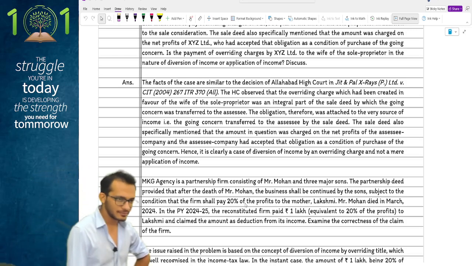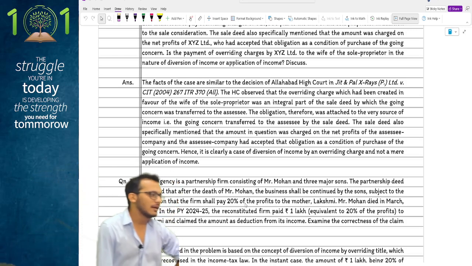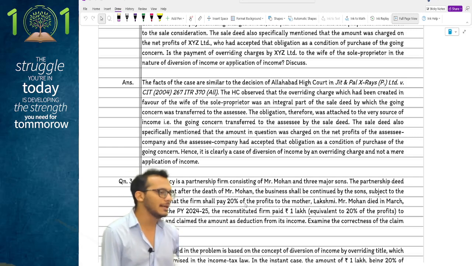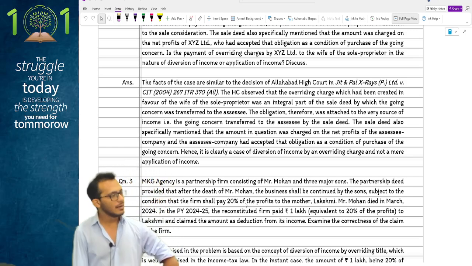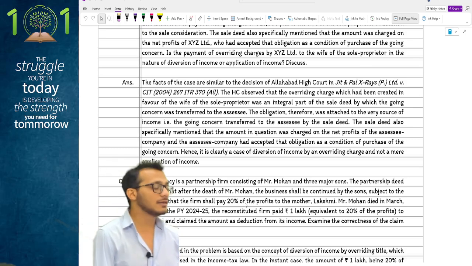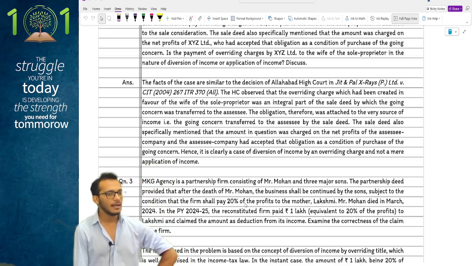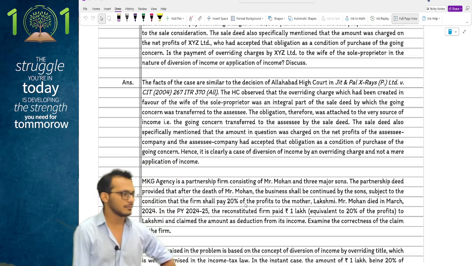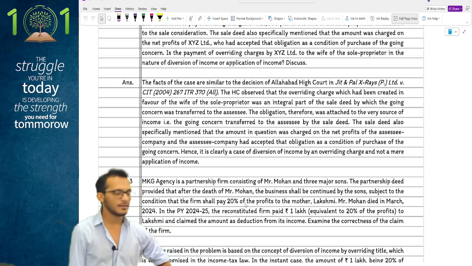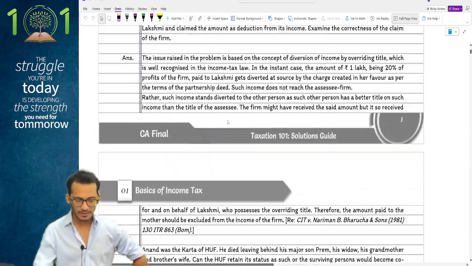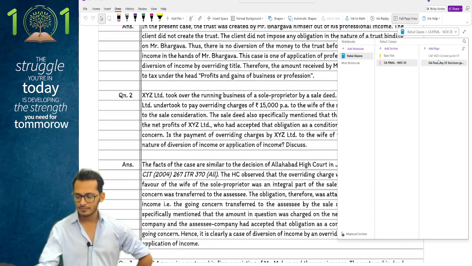Yes, because, very good. It clearly mentions in the partnership deed that the partners do not have rights over the 20% of the profits, and therefore this is a case of diversion of income by overriding title. Therefore, the partners will be liable for taxation only to the extent of 80%, and Lakshmi will be taxable to the extent of 20%. Now you are getting the background. Yes or no? Great. I think these are all the questions I have.